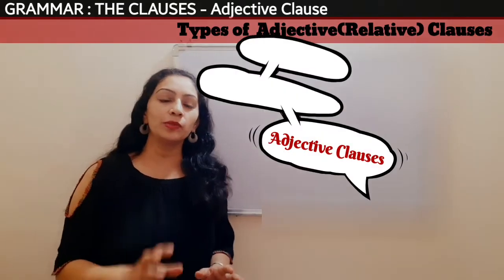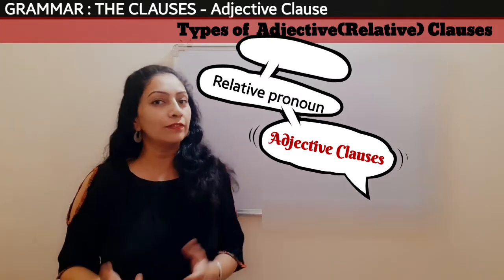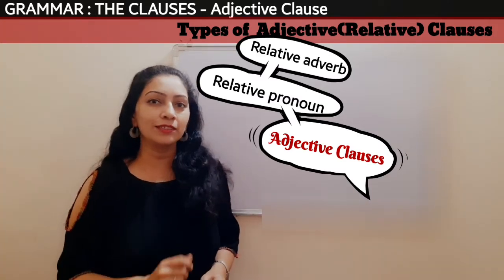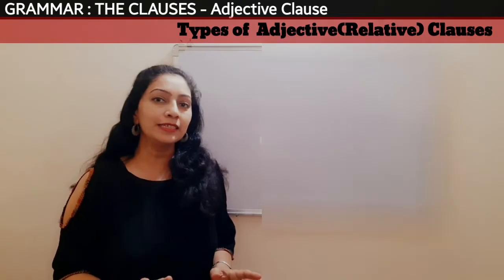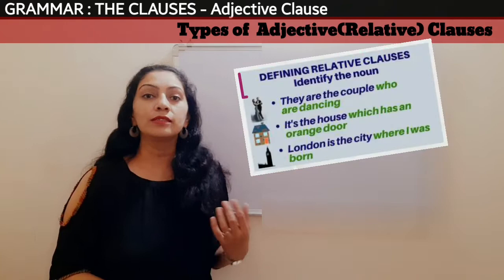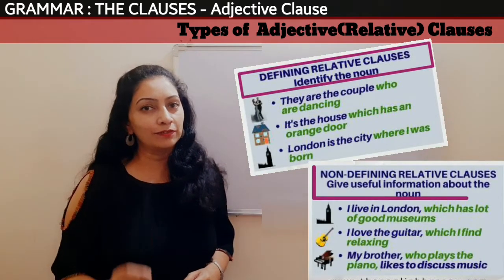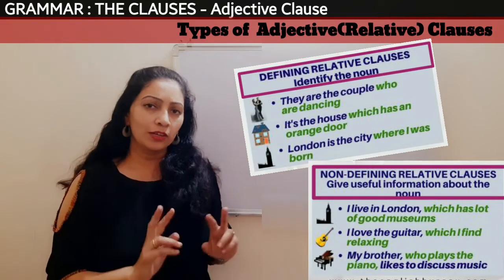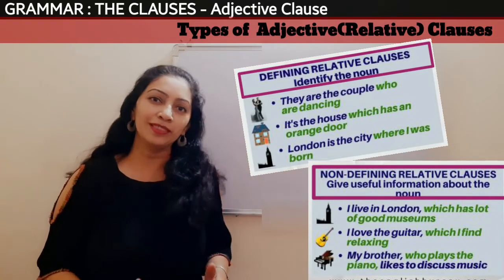So by now we know that adjective clauses use a relative pronoun or a relative adverb. So based on this, adjective clauses are also called relative clauses. And they are divided into two categories: one is the defining relative clause, and the second is the non-defining relative clause. Now let's see how we identify both of these types with examples.